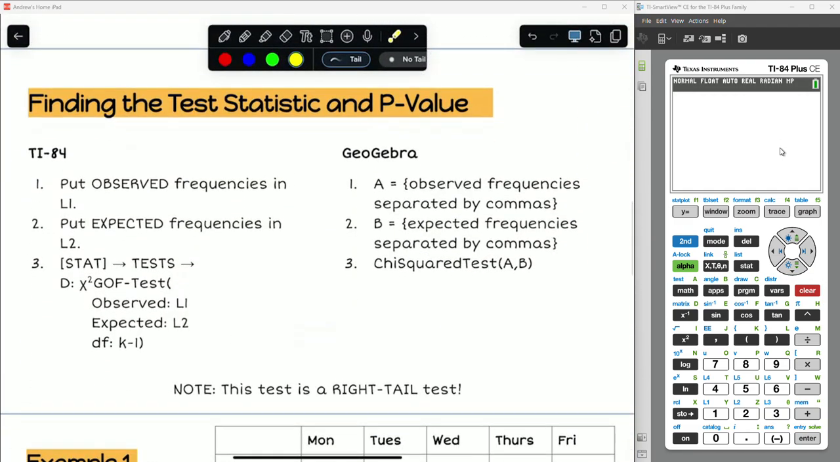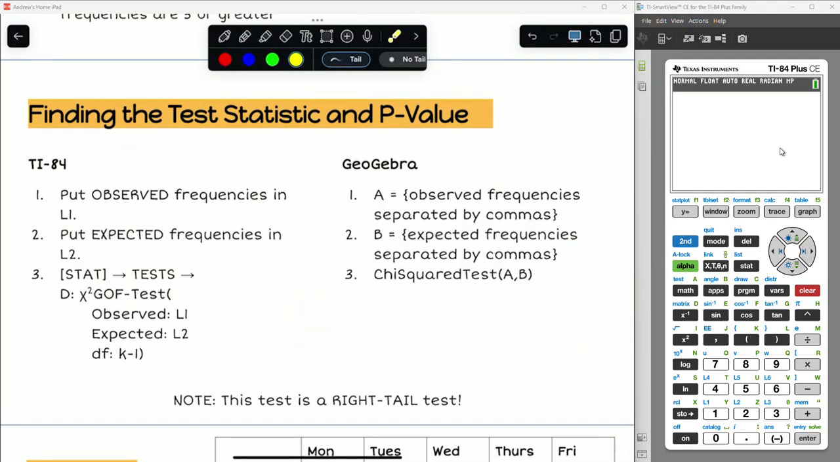So if I want to find my test statistic and my p-value with technology, which is more common, on the TI-84 calculator, I'm going to put observed in list 1 and expected in list 2. We want to be consistent with that. And then I'm going to go stat, test, and go all the way down to option D where it says chi-squared GOF. And it asks you for 3 pieces of information. Where is your observed? Where is your expected? What is your degrees of freedom? So list 1, list 2, categories minus 1.